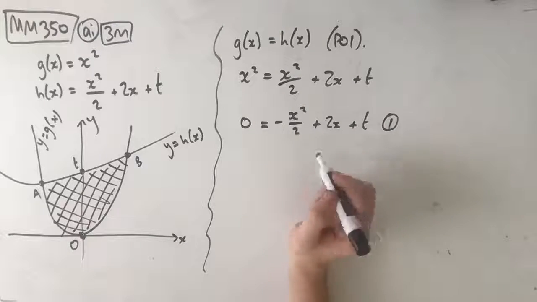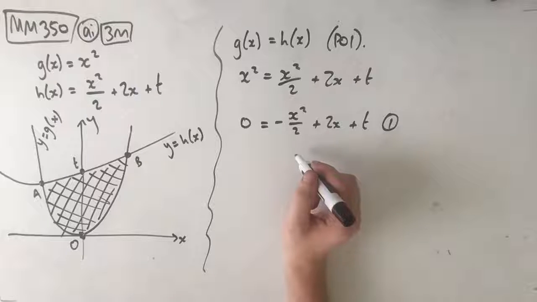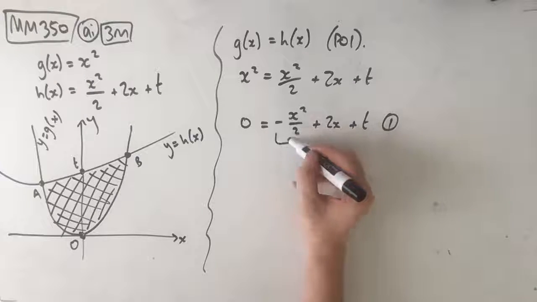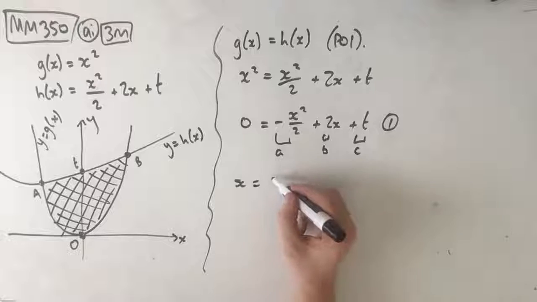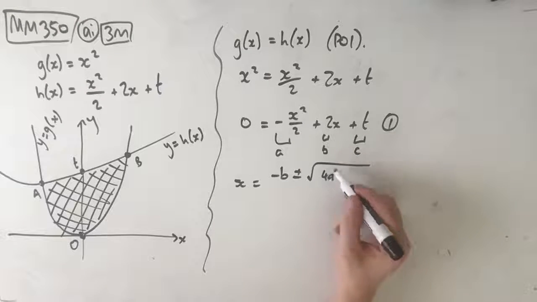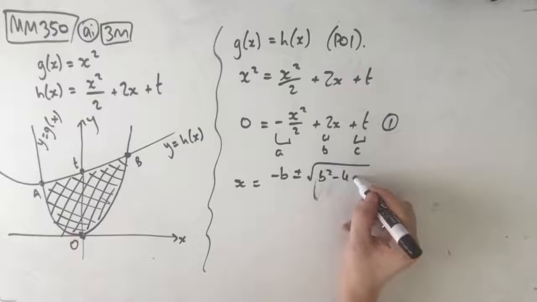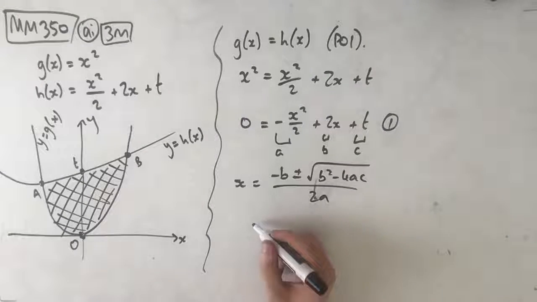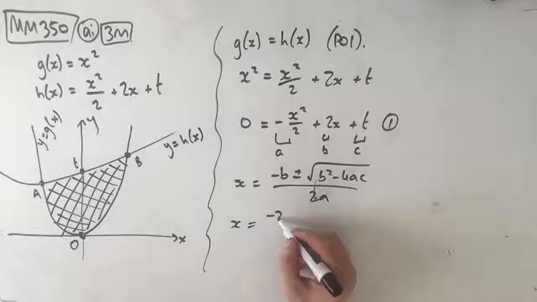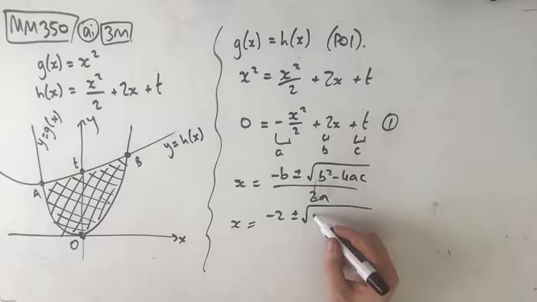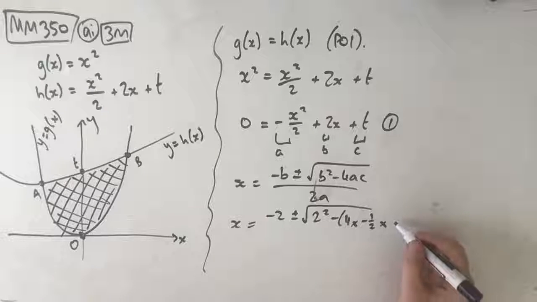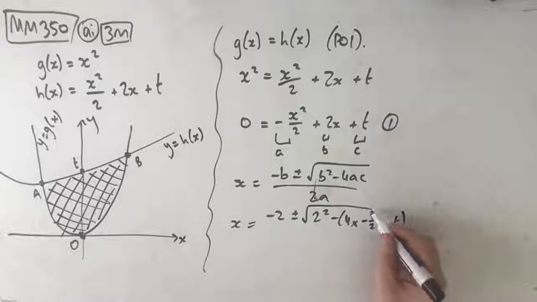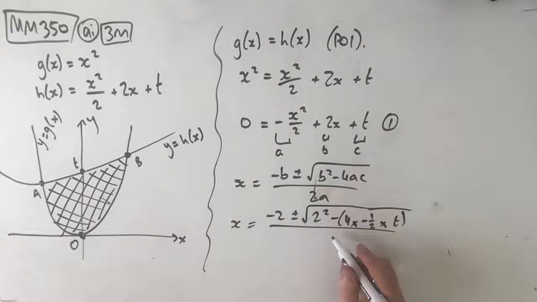And then to solve for x, we're going to need to use our quadratic formula. Okay, so this bit here is our a, this is our b, and this is our c, where x is equal to negative b plus minus square root of b squared minus 4ac over 2a. And so that means that x is equal to negative 2 plus minus the square root of 2 squared minus 4 times negative a half times c, which is t, over 2a, where a is negative 1/2. So 2 times negative a half.